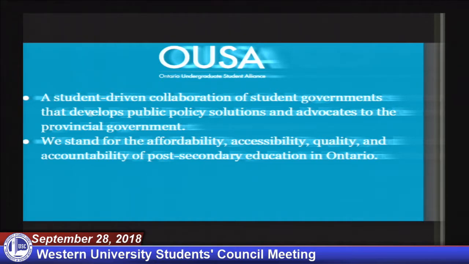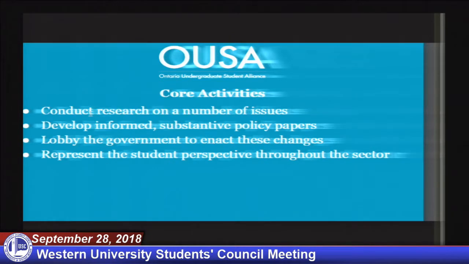The second activity is to develop informed substantive policy papers. So as Danny mentioned, we bring together students to both write, review, and then approve our policy papers. We really want to be able to address the problem that students see on campus as well as the solution to that problem, so that when we go to government and do the next phase, which is to actually lobby the government to enact these changes, we're not just talking about why something is an issue. We're really there to say, this is how you can fix it, this is the money you'll need to fix it, this is how you can go about it, and we're here to consult with you along that journey.